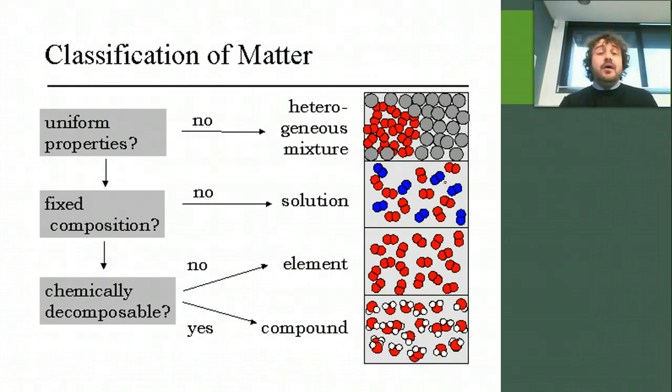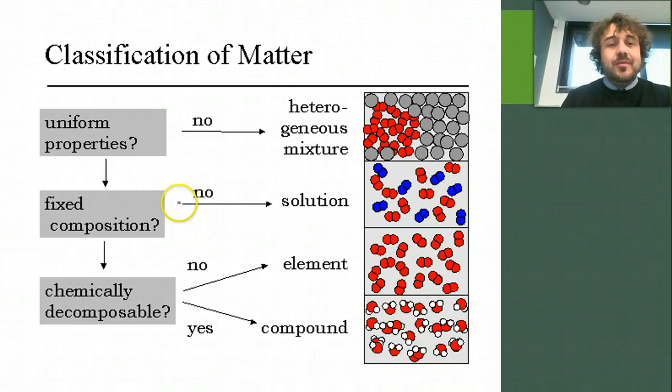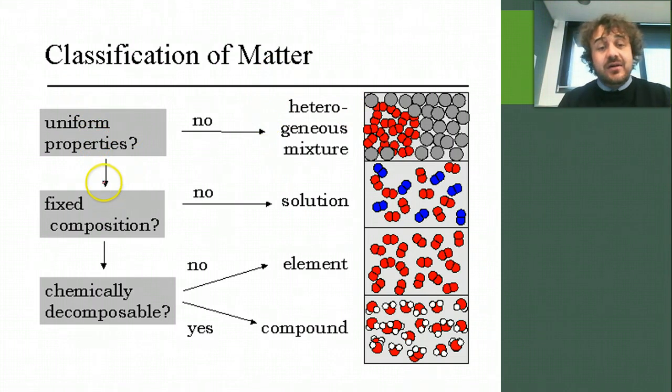All right, how would you classify it? Well, here's our flow chart. You get your matter, and you go, does it have uniform properties? No, it's a heterogeneous mixture. If it's yes, you keep going. Is there a fixed composition in all different parts? No, it's a solution. Yes, we go down further. Can you break it down chemically? So if you hit it with electricity, will it change? If the answer is no, it's probably an element. If the answer is yes, it's definitely a compound.